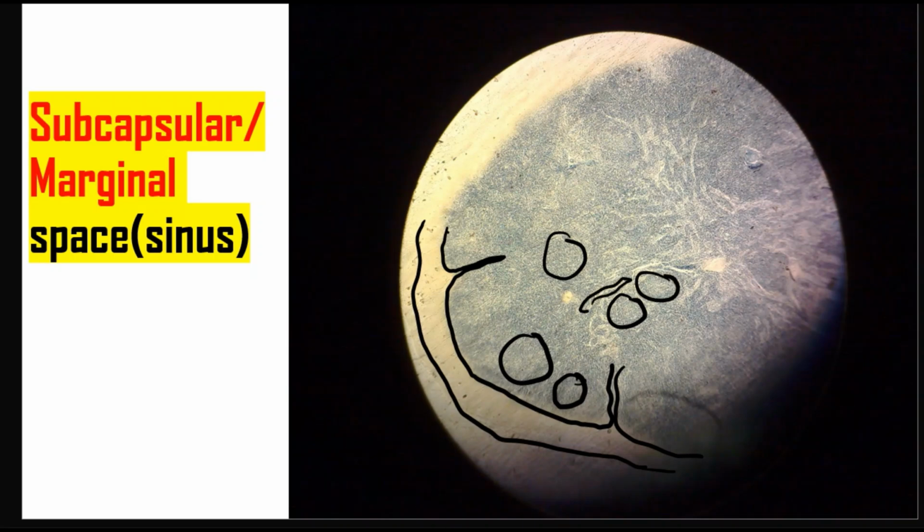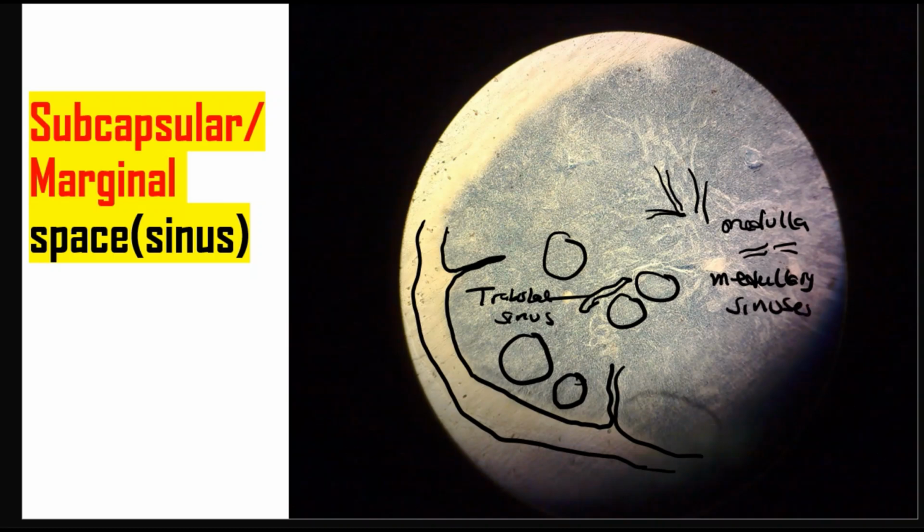These lines are trabecular sinuses, the ones we saw there. And you see there are a lot of them going towards the medulla. So this part here, which is light, is the medulla. And the spaces that you can see in the medulla here are medullary sinuses. So this is what you are supposed to label when you draw it at low power.